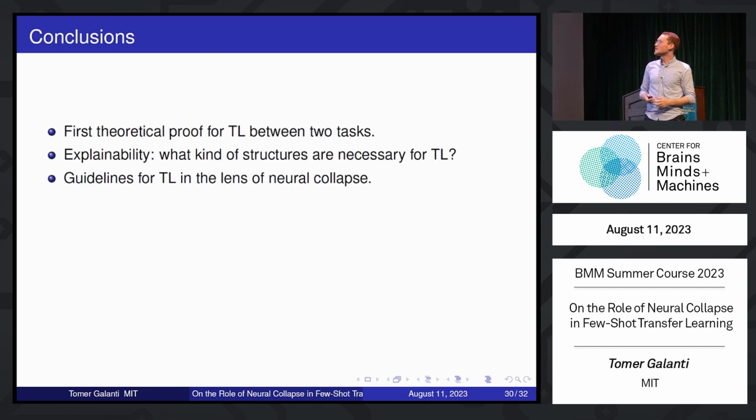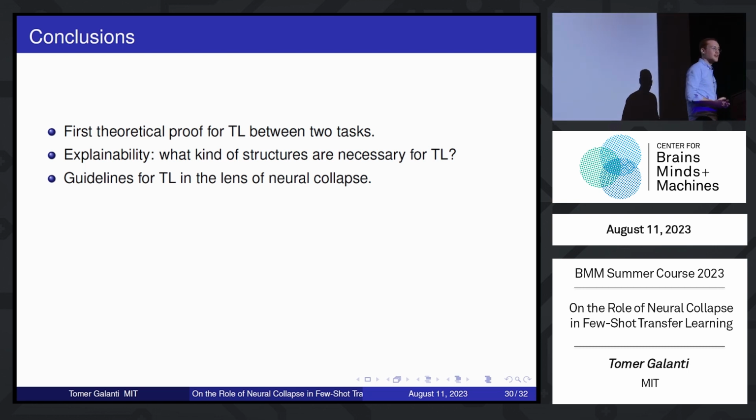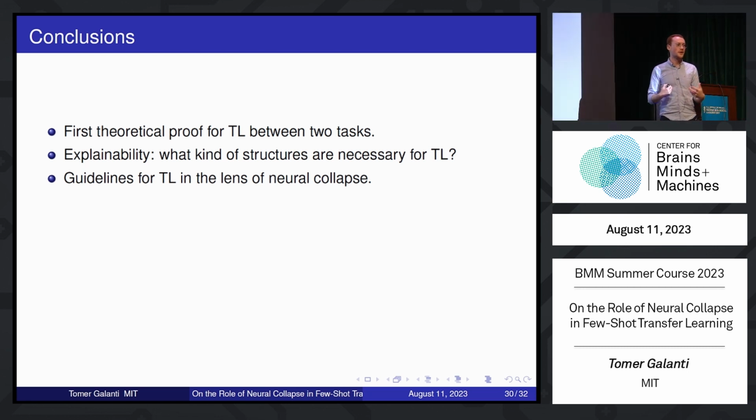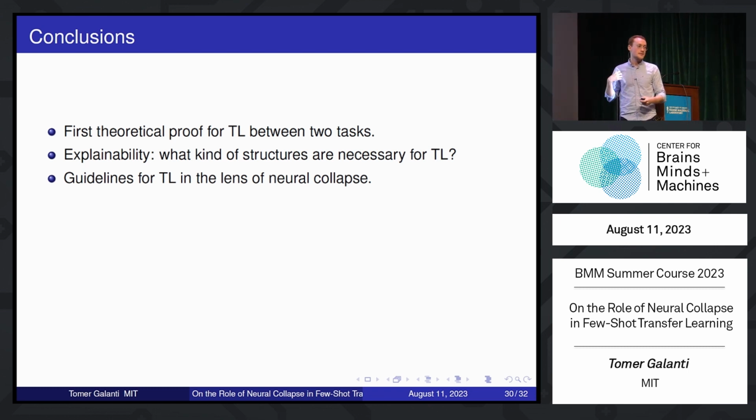All right, so to summarize, maybe it's an exaggeration, but I think it's the first proof for transfer learning between two tasks. So we have the source and we have the target, and we describe a framework here, and we derive these bounds that are showing that we can learn new tasks with a constant number of samples, whereas previous results basically study a setting where we have many IID tasks and not classes.